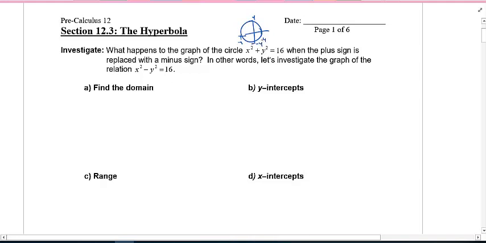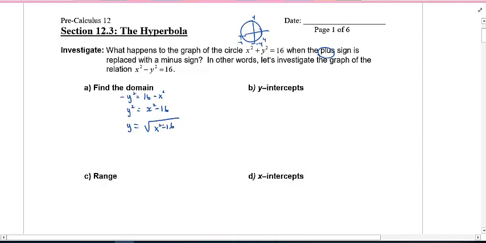And now I'm going to say, what do you think happens when we change that plus sign to a minus sign? In other words, what in the world does x squared minus y squared equals 16 look like? Well, let's see if we find the domain first. If we want to find the domain, I have to solve for y. Negative y squared equals 16 minus x squared. Or better yet, let's take the negative and distribute it to the right-hand side, so that's x squared minus 16. So solving for y, that just becomes the square root of x squared minus 16.